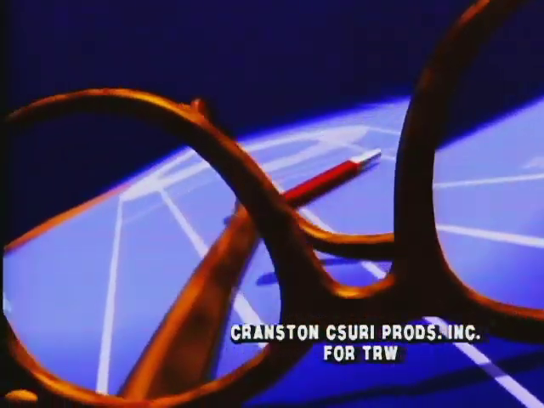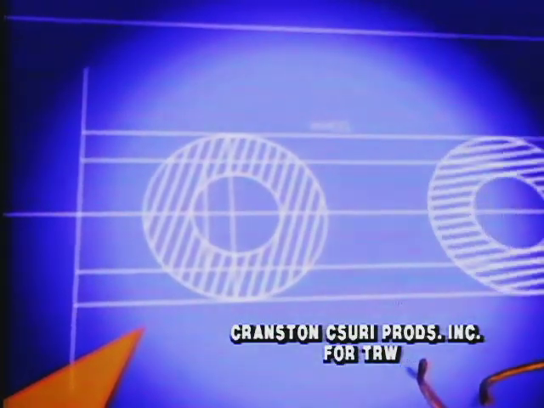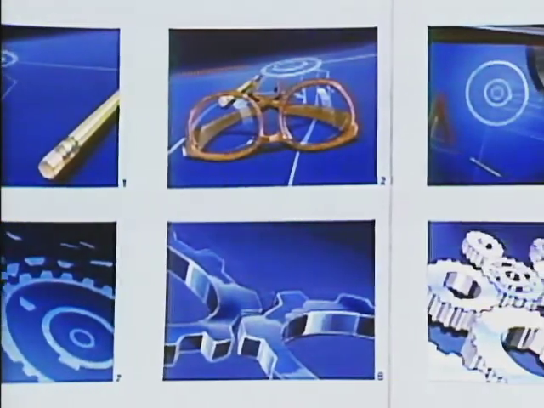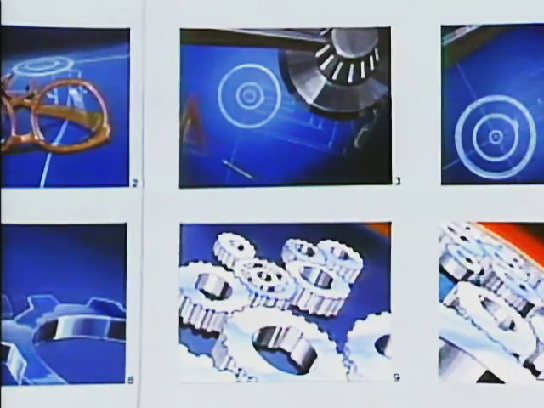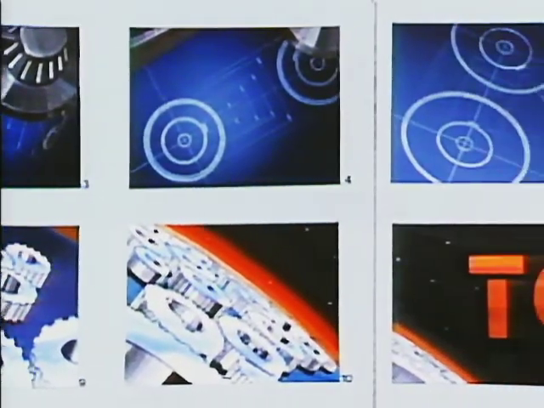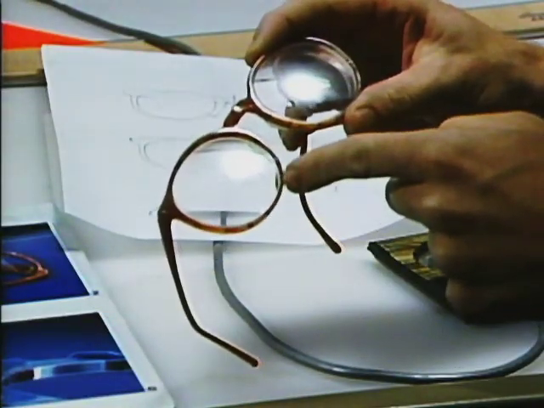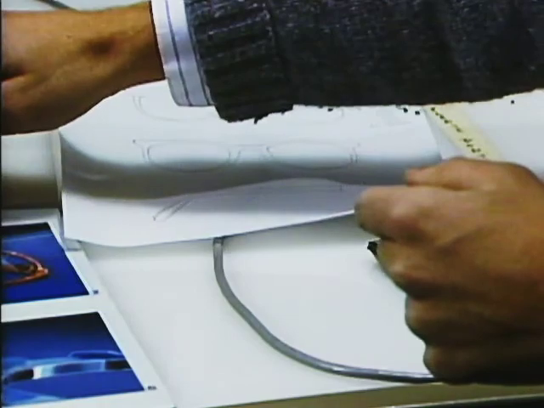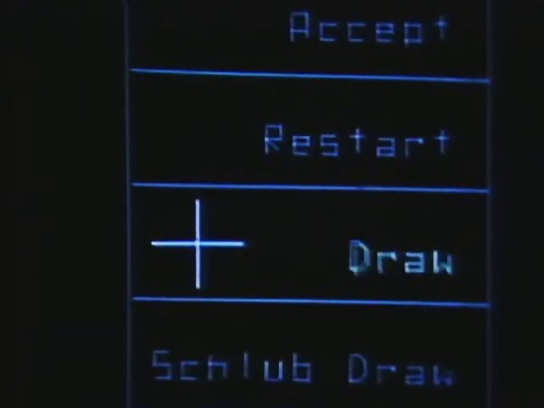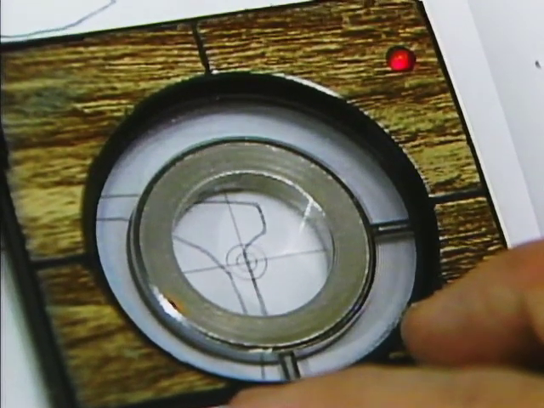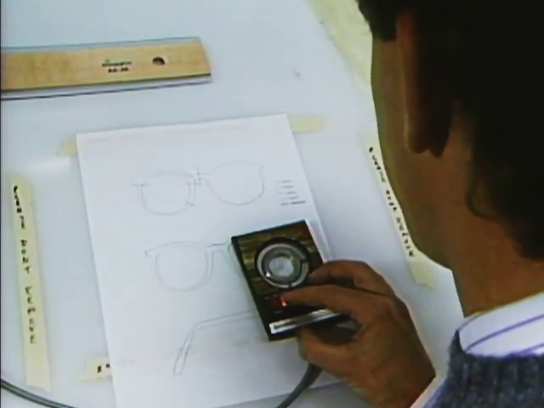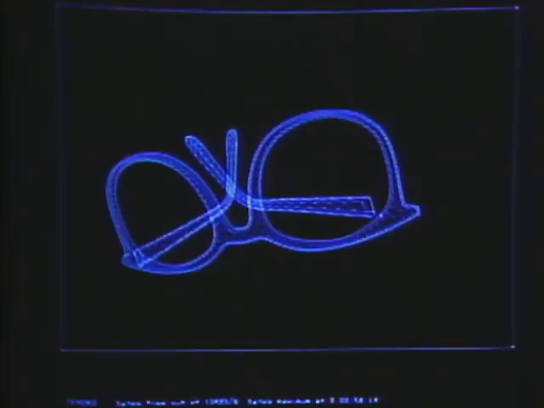An artist at Cranston Surrey Productions in Ohio prepares a storyboard for a TV commercial showing each visual scene in the order it will appear in the finished commercial. The animator uses a real pair of glasses as a model for a drawing on the computer. The drawing is traced into the computer using a mouse. The computer produces a three-dimensional model from the drawing.